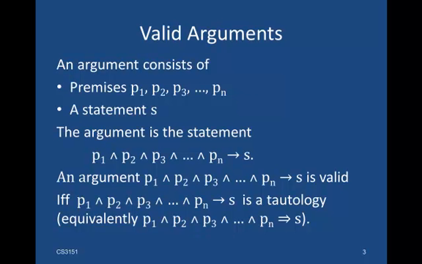An argument is valid if the conclusion is true whenever all premises are true. Formally, an argument is valid if and only if the implication P1 and P2 and P3 and so on up to Pn implies the statement S is a tautology. In other words, if and only if the conjunction of all premises logically implies the conclusion S. Often the premises are not explicitly stated because they might be well known or they are taken for granted. Note that not every argument is valid.